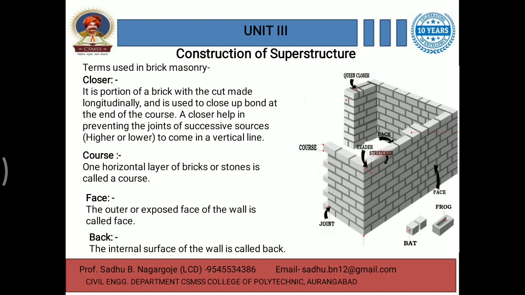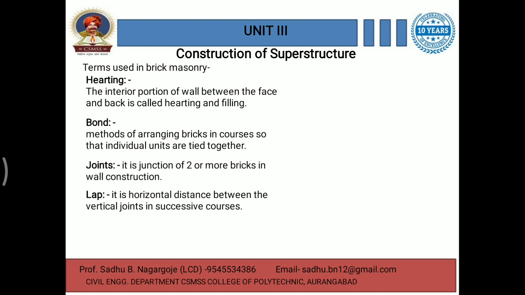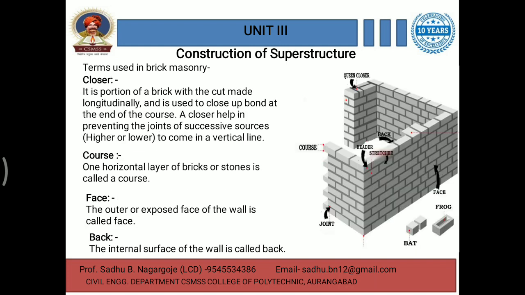Now, in this figure, a lot of terms are shown in this single figure. You can see course, then at the bottom there is joint, then header, stretcher, face, back, queen closer, frog, bat. All these terms are shown in this figure. Let's see the meaning of each term.